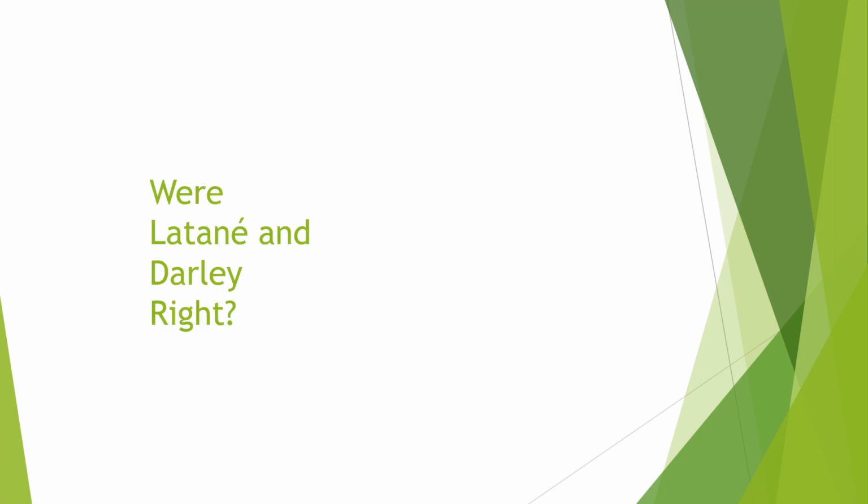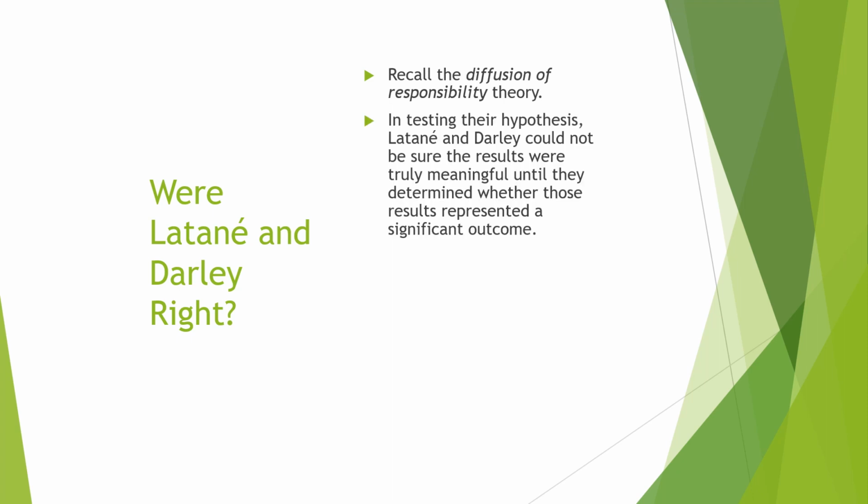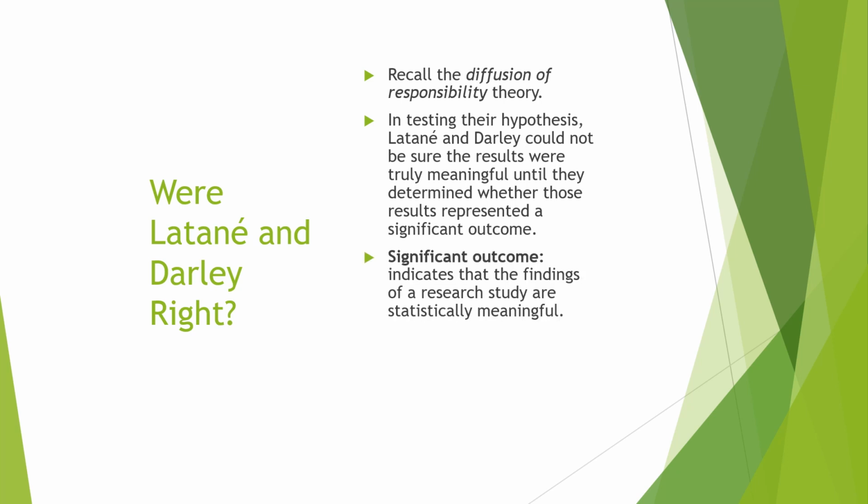So coming back to this Latane and Darley experiment, we asked the question, were they right in their hypothesis? So we want to recall the diffusion of responsibility theory. In testing the hypothesis, Latane and Darley could not be sure that the results were truly meaningful unless they determined whether those results represented a significant outcome. What we mean by significant outcome is that it indicates that the findings of a research study are statistically meaningful.